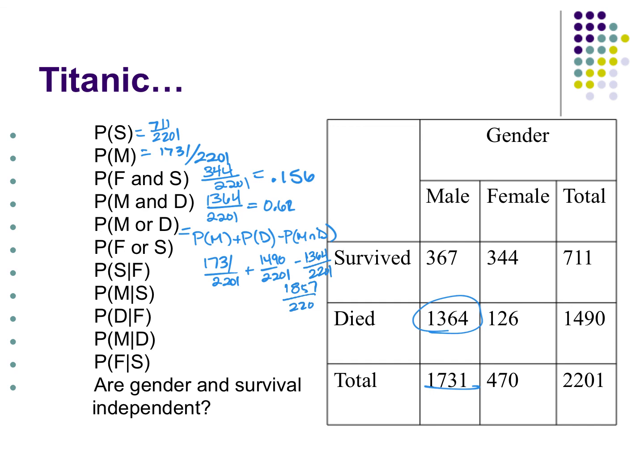1857 over 2201, which is an 84.4% chance. 84.4% chance that a randomly selected passenger was either male or died.